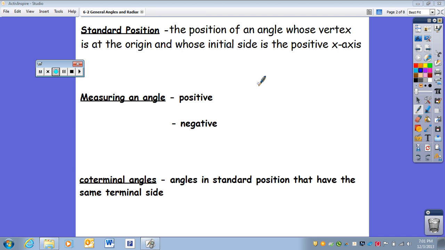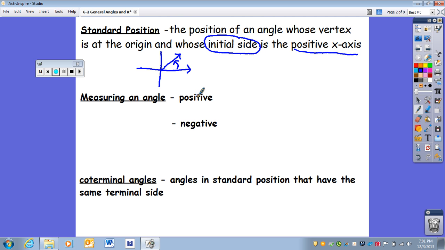An angle that is in standard position is an angle whose vertex is at the origin and whose initial side is the positive x-axis. So if we're talking about an angle in standard position, it would look something like this, where we have the x-axis as being the initial side, which is one of our vocabulary words, being at the positive x-axis, and then we would have our angle being something like this.